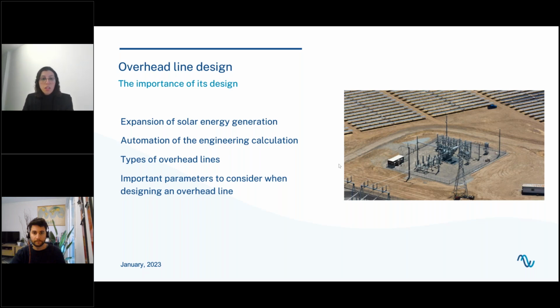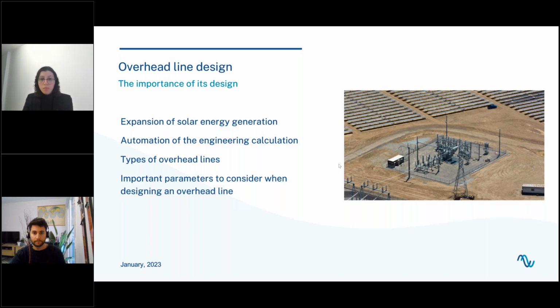An importance that leads to having the design of this infrastructure at the very early stages of the design of a PV plant. This importance also is reflected in some processes such as the interconnection application. So now several countries and several utilities need a lot of information regarding the substation and the overhead line in the interconnection application process.